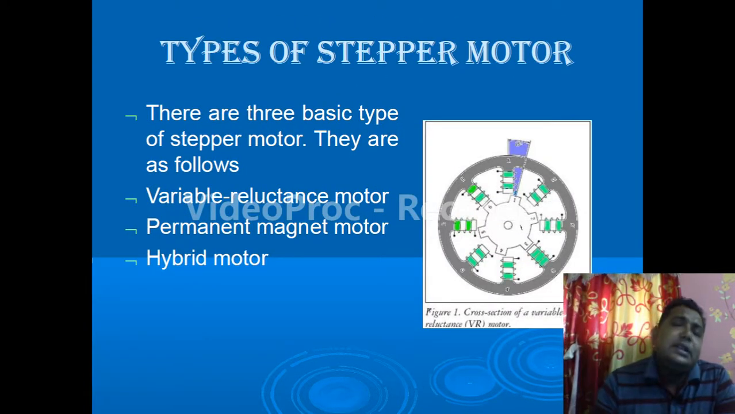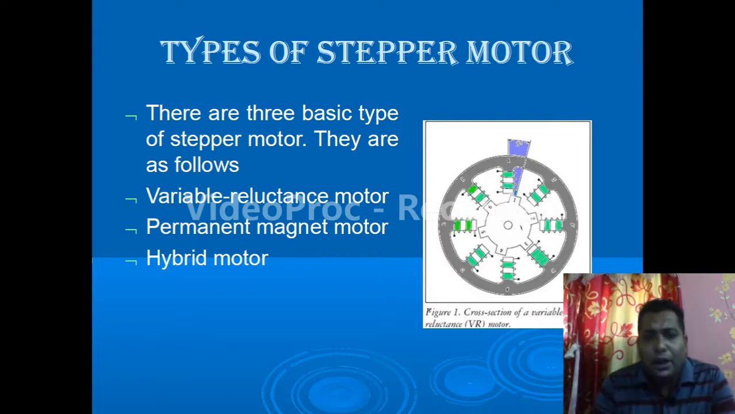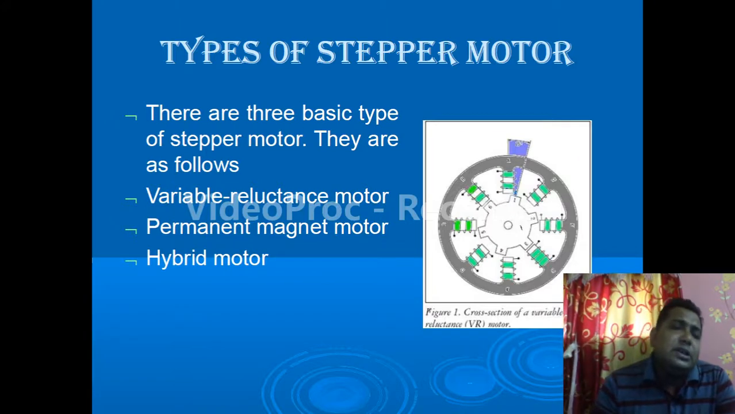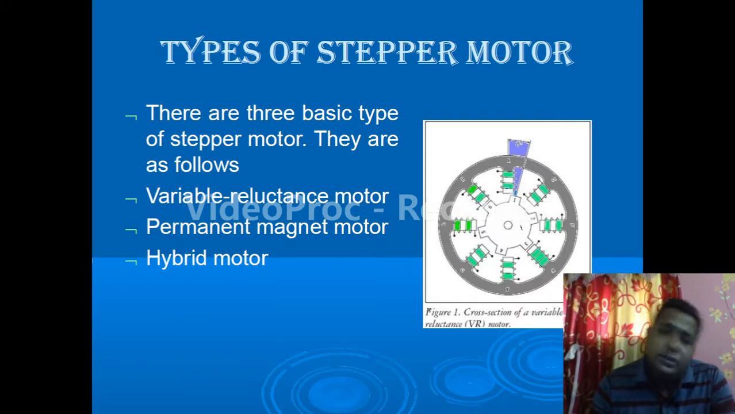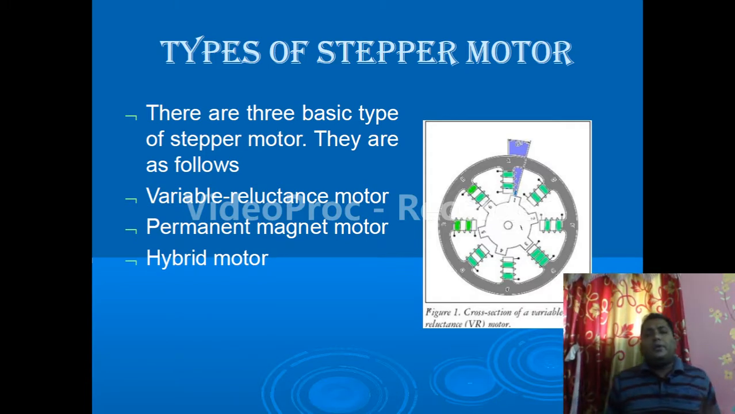Okay, so these are the types of stepper motor. Depending upon the constructional features, the stepper motors can be of three types. Those are variable reluctance motor, permanent magnet motors, and hybrid motors. So first of all, variable reluctance motor. Now you can ask me, what is a variable reluctance motor?